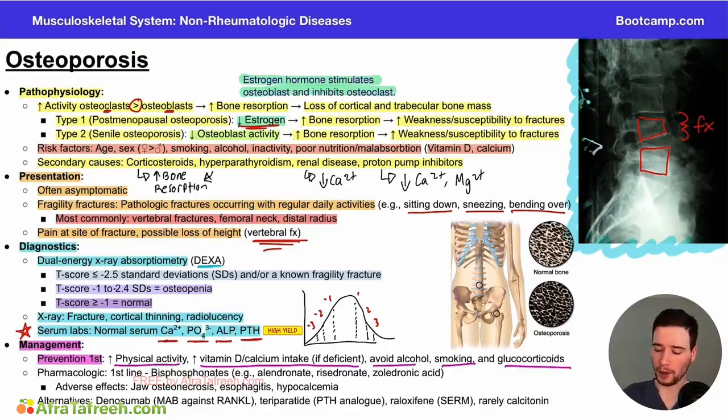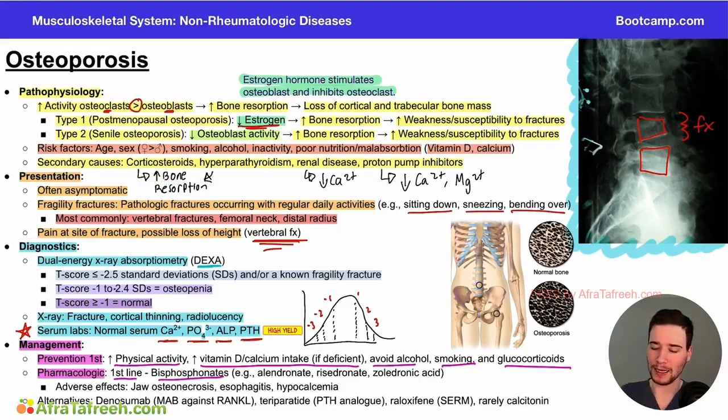Now we also have some pharmacological interventions, of which the first line is going to be bisphosphonates. Bisphosphonates are a type of medication that work to inhibit the osteoclast in the bone, right? And the problem here is that we have too much activation of the osteoclast. They're consuming too much bone, which is why the bone gets porous in the first place. So giving a medication that slows that process or inhibits the osteoclast can be useful for these patients.